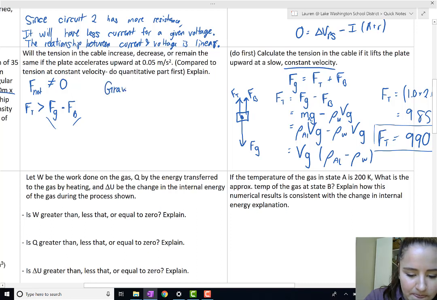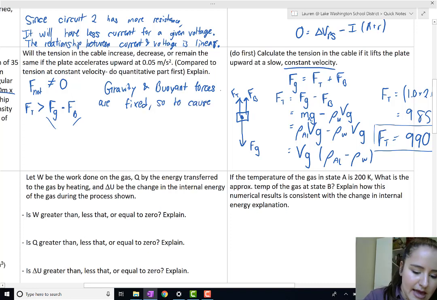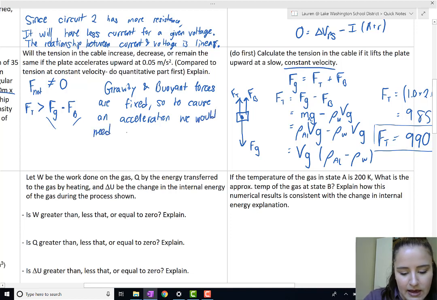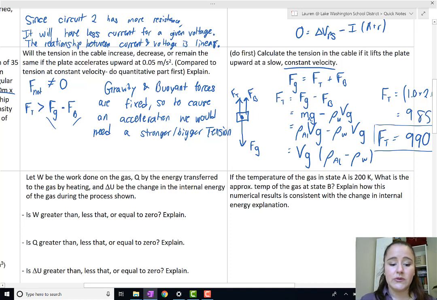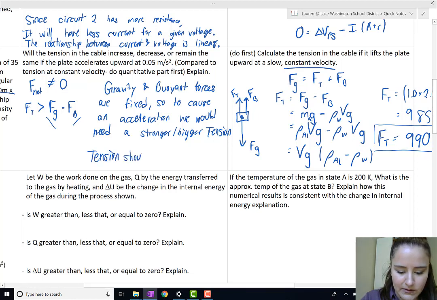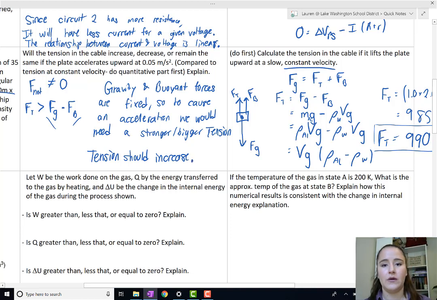So gravity and buoyant forces are fixed. So to cause an acceleration, we would need a stronger, or a bigger, tension force. A bigger force due to tension. However, it would still be constant. Basically, the tension would need to increase. Tension should increase. There we go. We got the quantitative, the qualitative, and because we were comparing it directly in the qualitative, we have the translation. Cool?